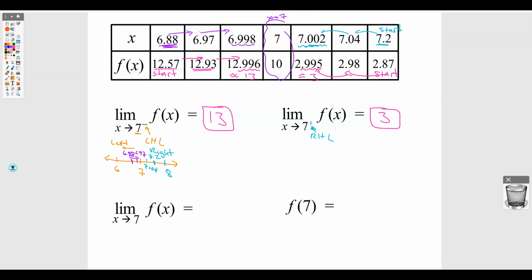And again, our third limit is a two-sided limit because there's no plus or minus sign. Anytime we see a two-sided limit, we have to check to see, does the left-hand limit equal the right-hand limit? 13 does not equal 3. So this would be another example of D and E. And then anytime I'm doing the function value, I'm saying when x is exactly equal to 7, what does y exactly equal? So in this problem, it would equal 10.